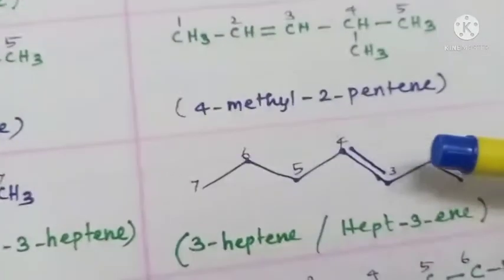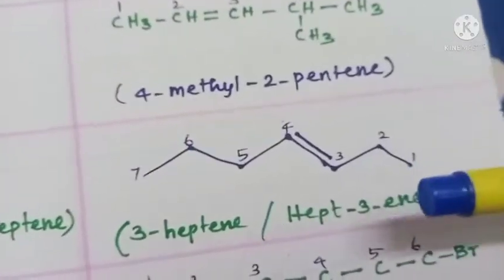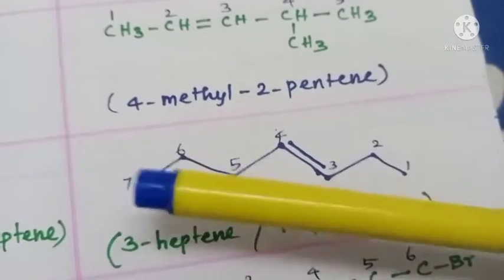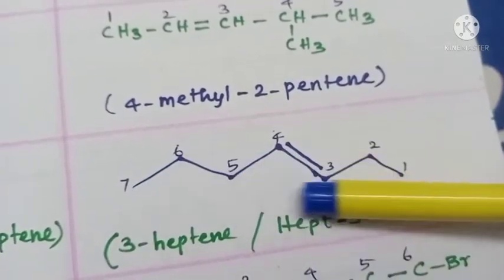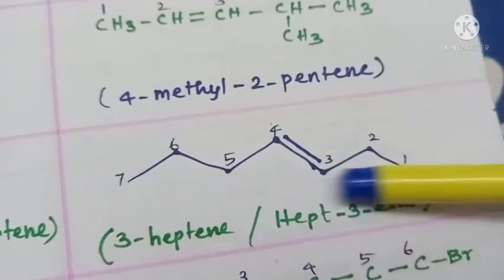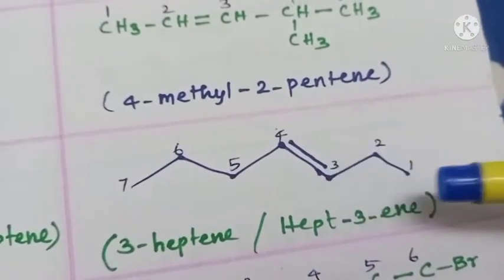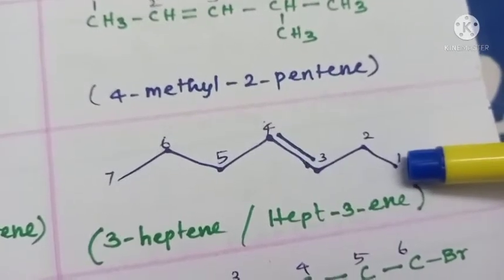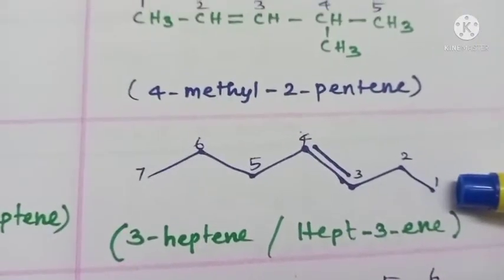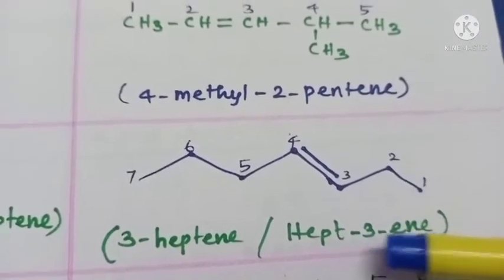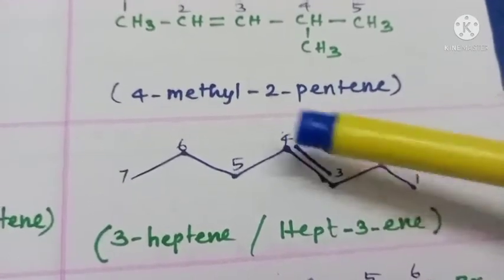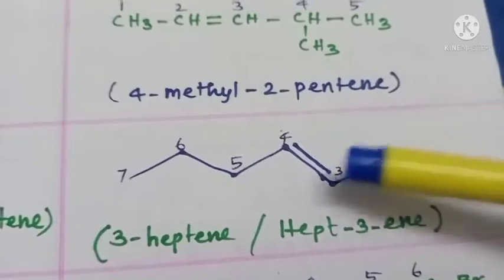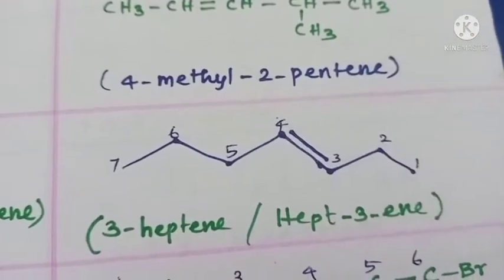Right. So now here I have given only the bond line structure of a linear, unbranched alkene. There are 7 carbon atoms totally. Then the right end is near to the double bond, so I start numbering from the right end. So that's 7 carbons with a double bond. So heptene, the double bond is between third and fourth carbon. Least number 3, so hept 3 ene. This is supposed to be called hept 3 ene or 3 heptene.